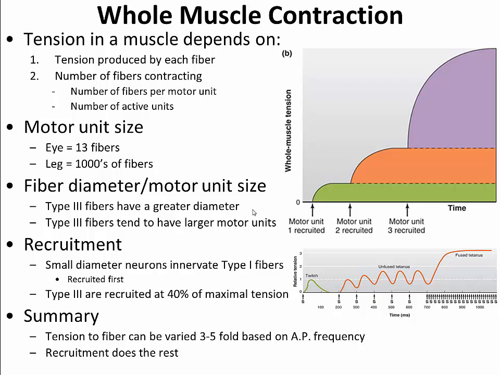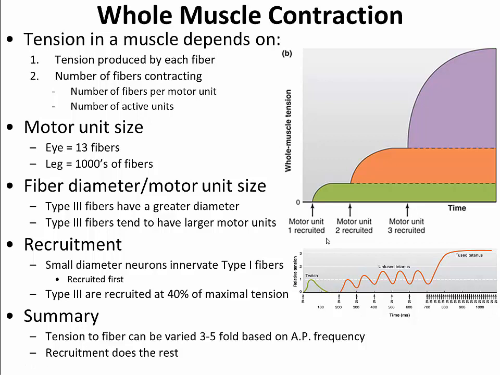And so to look at this, let's go up to our diagram that's found on this particular slide, and what we see is the following. If we apply a stimulus, then the very first, on the y-axis here we have whole muscle tension, on the x-axis we have time. The very first muscle fibers to respond are the type 1 fibers, or the slow oxidative fibers.